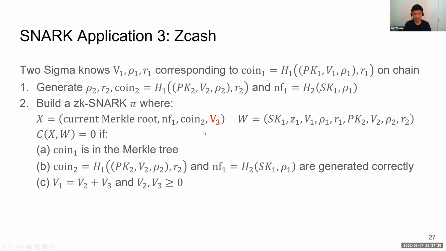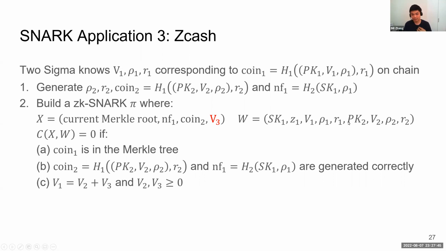Now, what has to be private? The witness has to contain, obviously, 2σ's secret key, the randomness that 2σ used to generate its public key, the value of 2σ's initial balance, which is 10, and 2σ's randomness, rho 1 and R1.